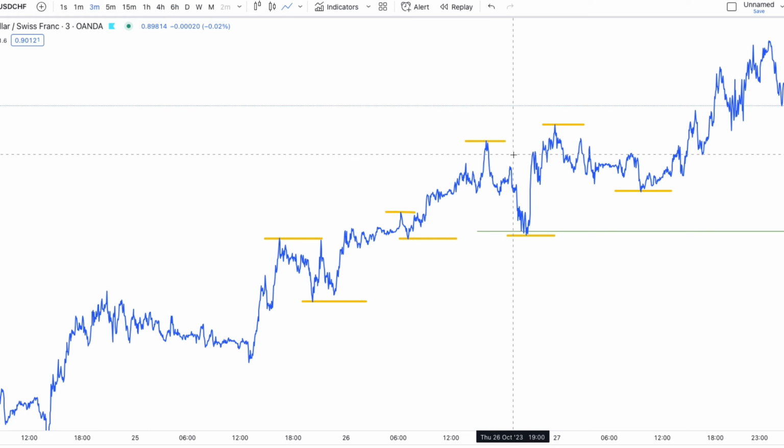And then what you can do is, if you want to be really labeled, make an album for each type of setup. So this is just market structure right now. So you can make an album that says Forex smart money market structure. Or we can just put market structure and then put this.